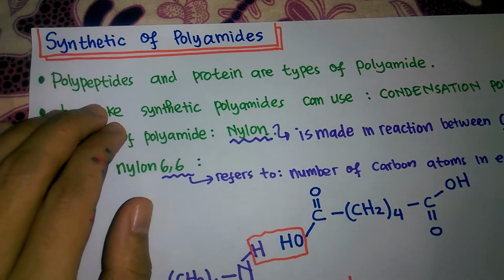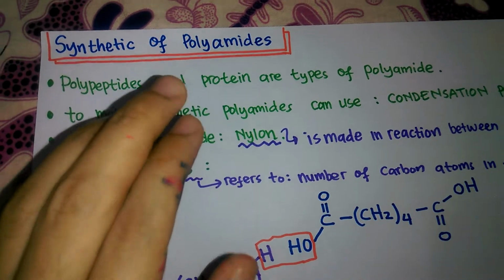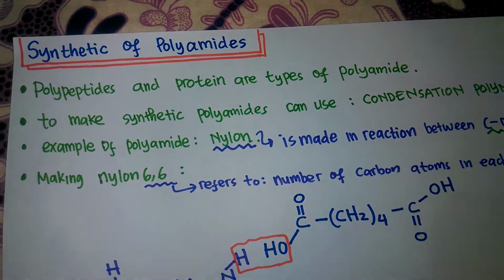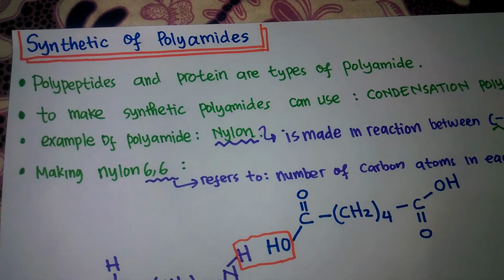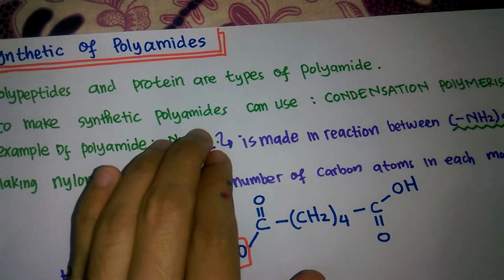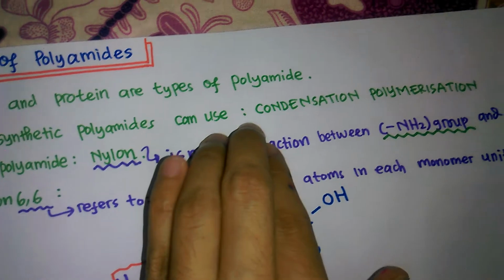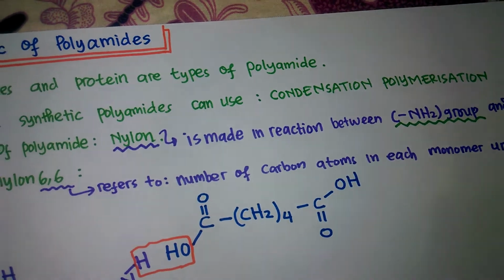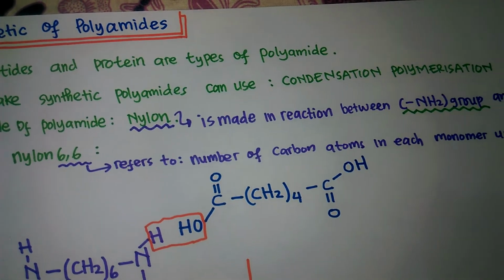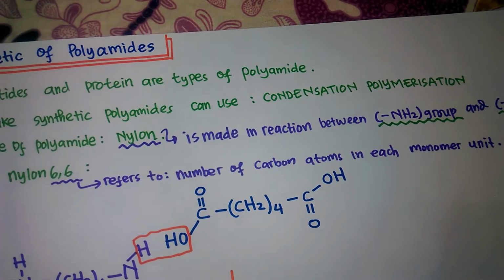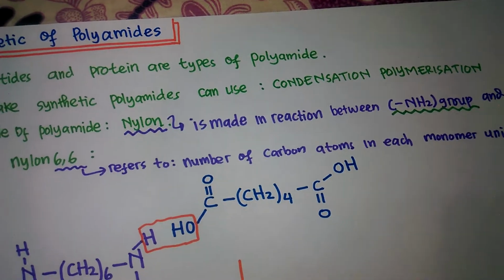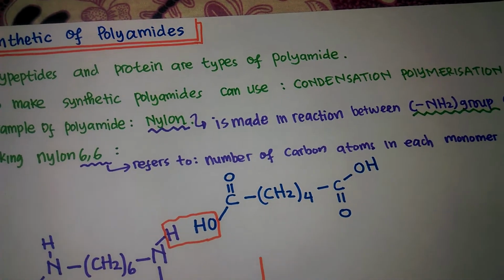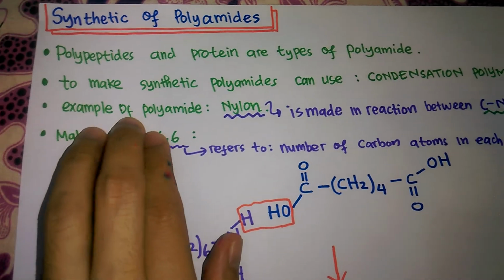Of course, when you have more than 2 amino acids combined together, you call it a polyamide link or protein. To make synthetic polyamide, we can use condensation polymerization. We have learned this before. Just review yourself that condensation polymerization is when we combine one monomer with another monomer and then we lose water as the smaller molecule.